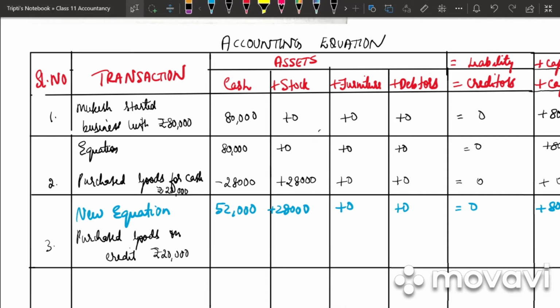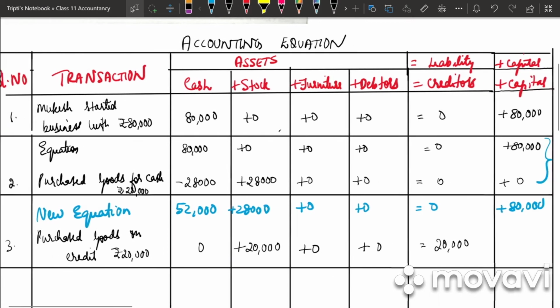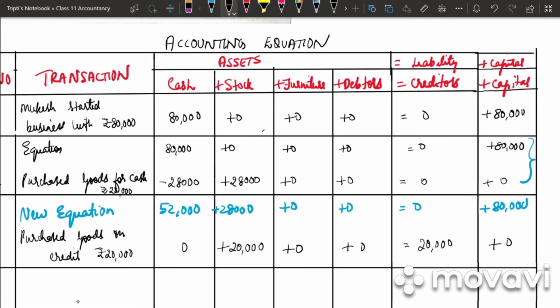So cash is not affected, so we will just write 0. Our stock is increasing by 20,000. No change in debtors, no change in furniture. Our creditors will increase by 20,000. No changes in capital.